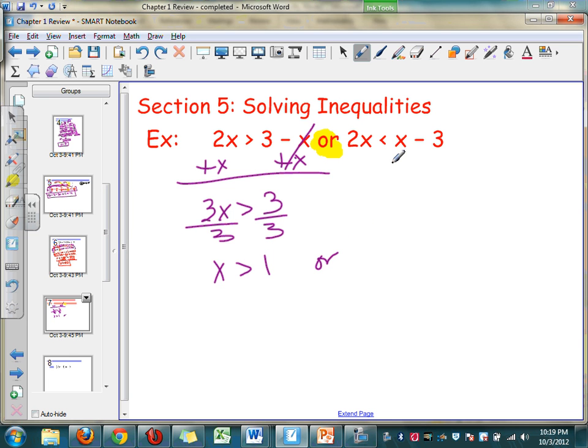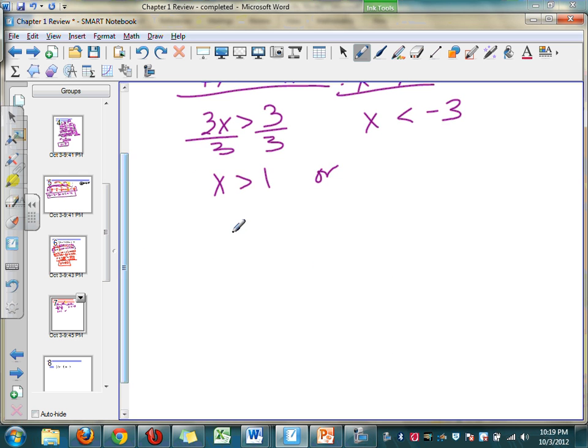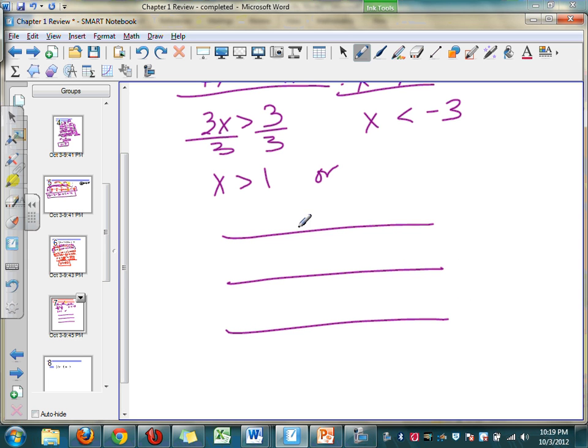Or, over here, I'm going to subtract x from both sides, and I'm going to get x is less than negative 3. So I need to put these on one number line. So how do I go about doing that? I graph my smallest one. Here's negative 3. It is going to be open, and I shade to the left.